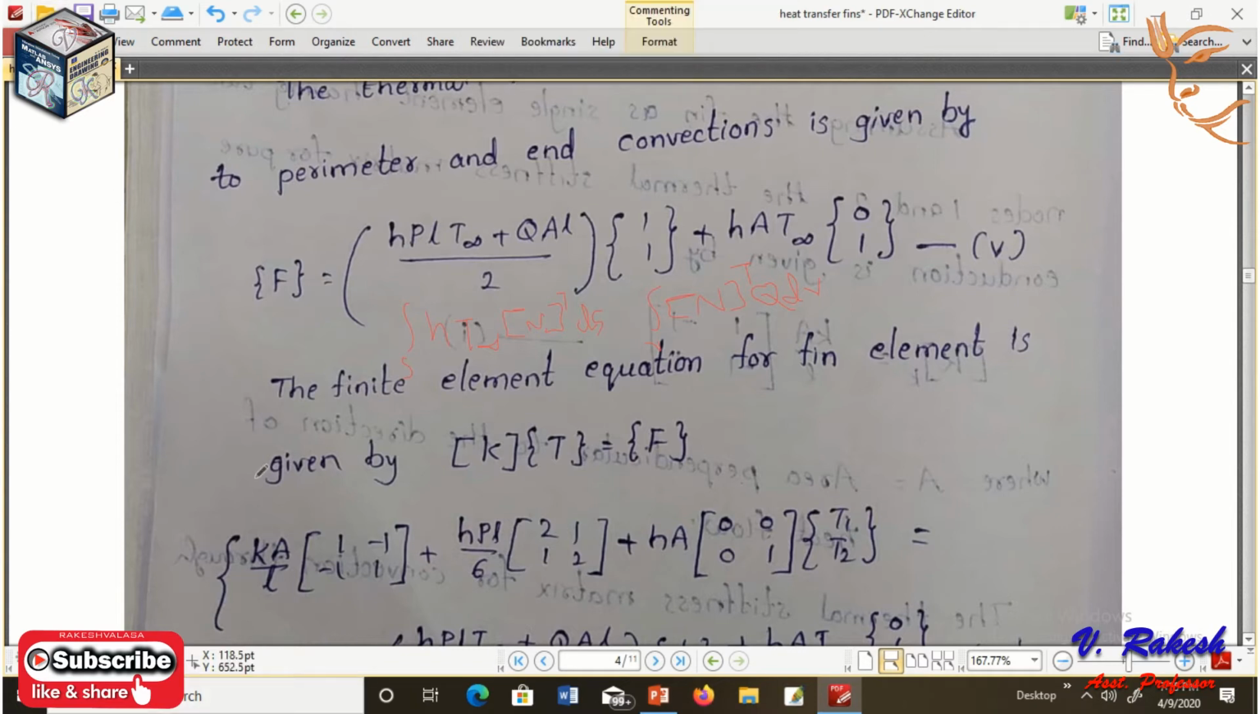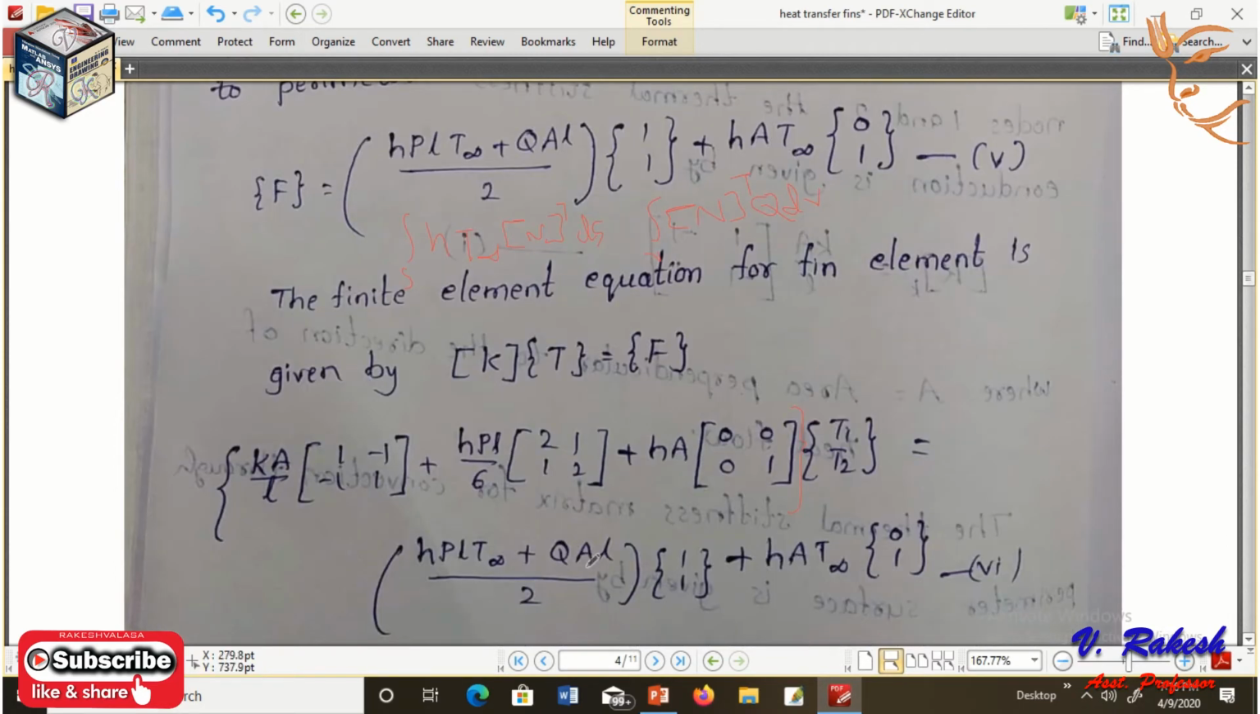Now substituting the above equations in this finite element equation, that is kA by L [1 -1; -1 1] plus hPL by 6 [2 1; 1 2] plus hA [0 0; 0 1] times [T1; T2] equal to (hPL T infinity plus QAL by 2) [1; 1] plus hA T infinity [0; 1].